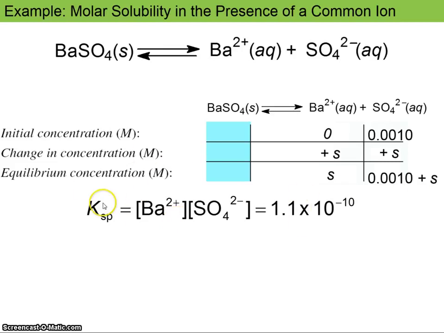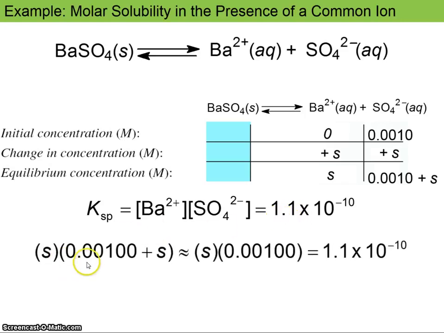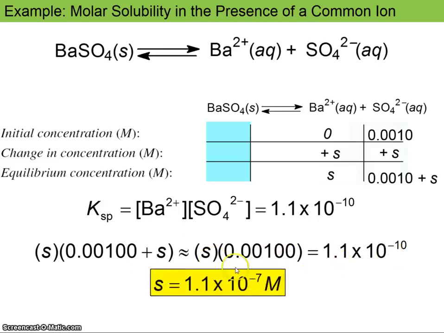Set up the equilibrium K line. K is equal to barium concentration times sulfide concentration, which is equal to 1.1 times 10 to the minus 10. Or S times (0.001 plus S), which is about equal to S times 0.001, is equal to 1.1 times 10 to the minus 10. Rearrange and solve for S. You're basically just going to divide KSP by the concentration of the common ion, and we end up with 1.1 times 10 to the minus 7 molar.